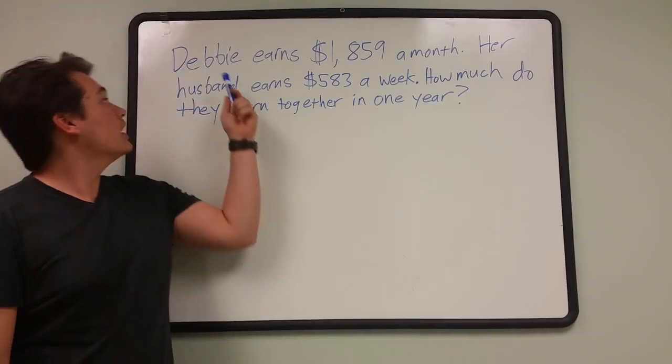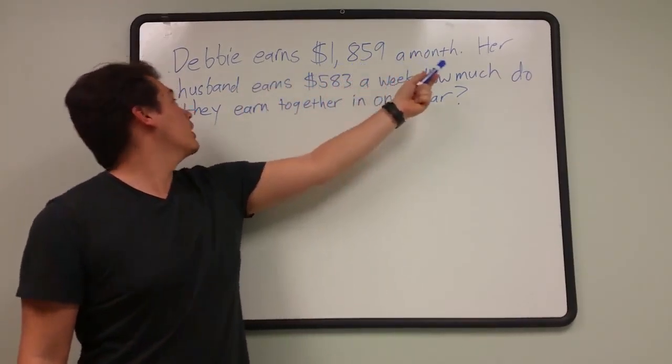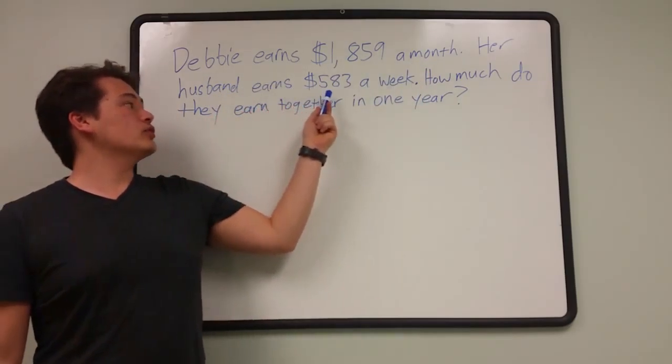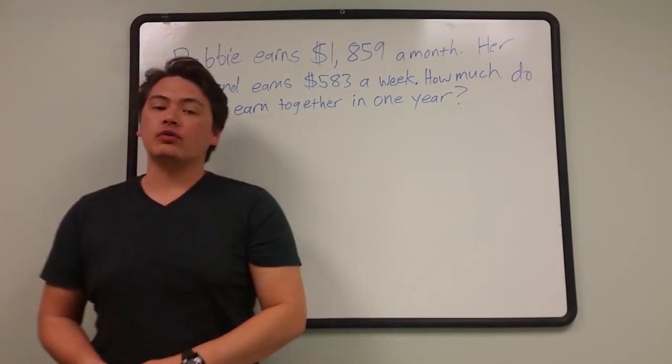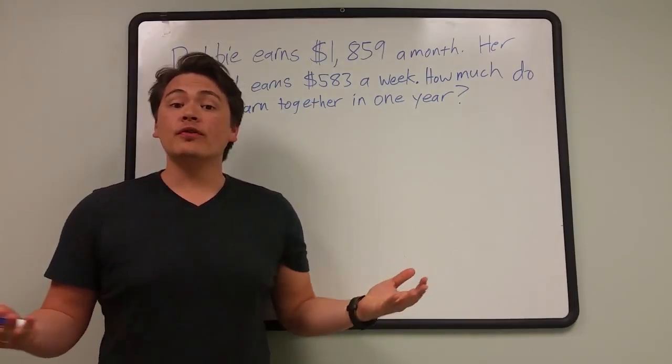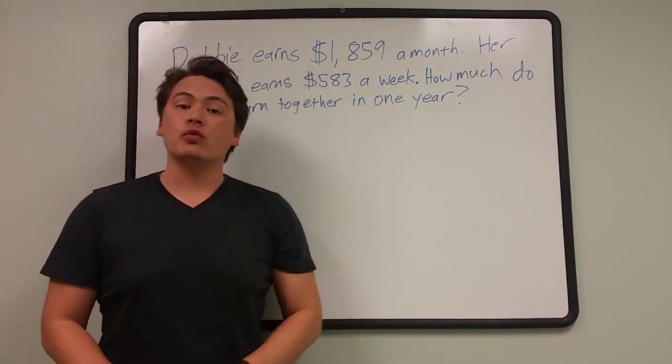This question states, Debbie earns $1,859 a month. Her husband earns $583 a week. How much do they earn together in 1 year? So when we're first starting this problem, let's figure out how much Debbie earns in 1 year.